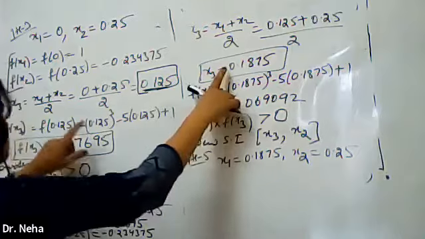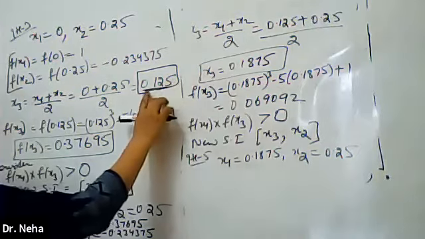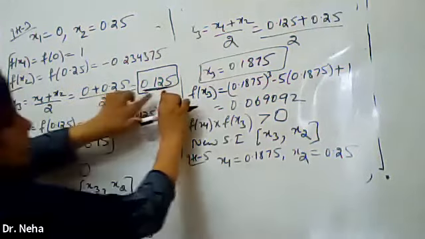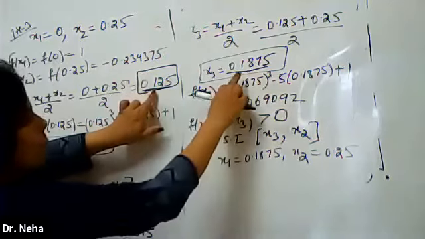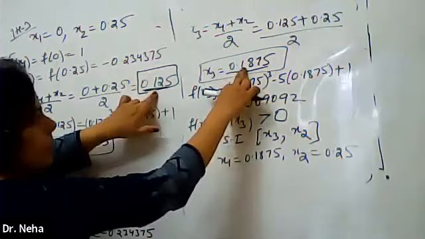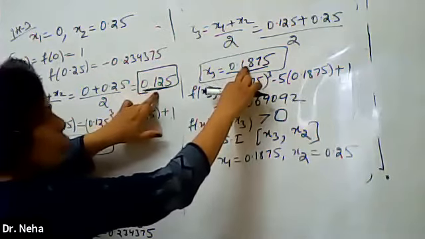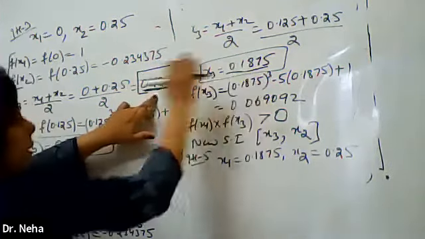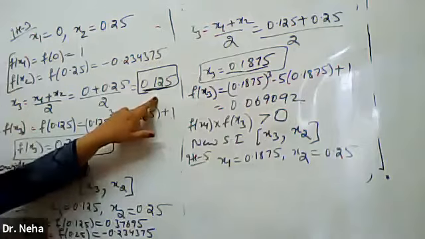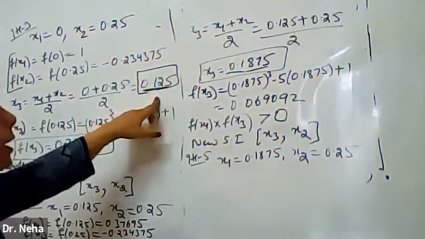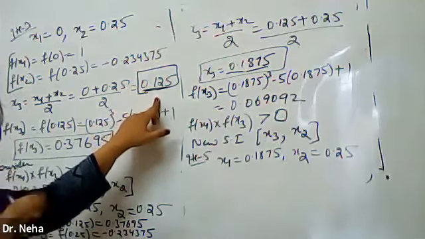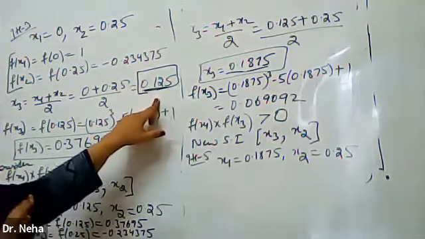Compare the value of x3. Earlier it was 0.125. See, now it is 0.1875. Up to 1 decimal place, it is repeating 0.1, 0.2. Clear? In this particular question, we are given in the statement that perform only 5 iterations. But let us suppose we are not given in the statement to perform 5 iterations.